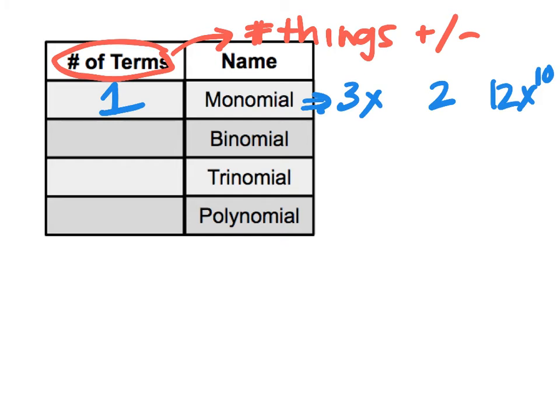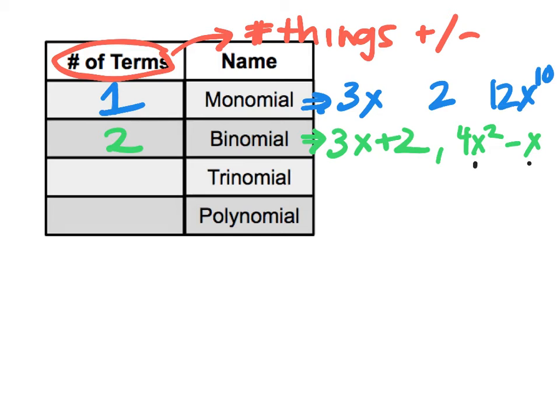The next thing we're going to talk about are binomials. A binomial has 2 terms, so it needs to have 2 things put together. So it could be like 3x plus 2, that would be a binomial. It could be something like 4x squared minus x. That is a binomial because I have 2 parts.